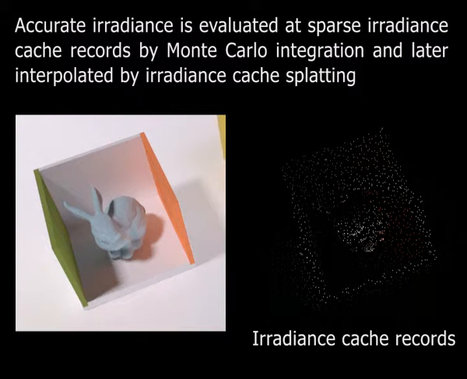Accurate irradiance is evaluated by Monte Carlo integration at sparse scene points, shown on the right, called irradiance cache records. Their irradiance is later interpolated and splatted to the screen space by using irradiance cache splatting.